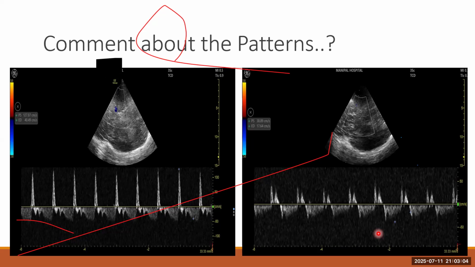One more interesting part is on the left hand side of the screen here, at the depth of 5 centimeters, we are finding a blue trace. Can we see that? Is it normal? What could be the possible explanation for this?